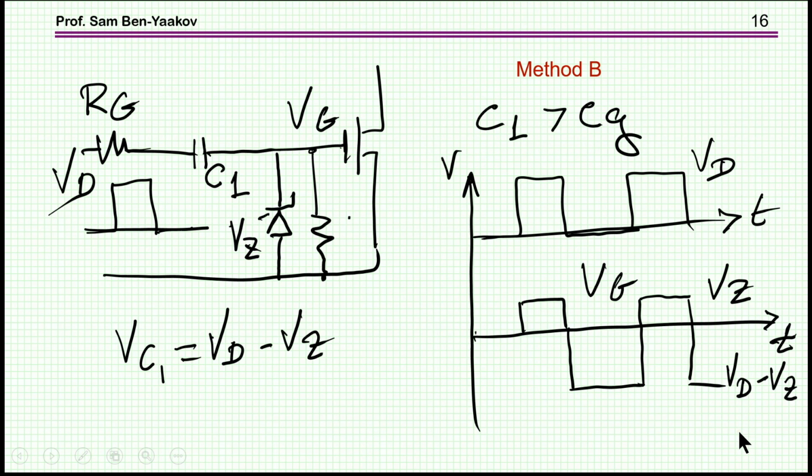Another way, which is kind of symmetrical, or complementary, is to put a Zener here. In this case, you clamp the voltage here to Vz, so obviously the voltage of the gate will be no more than Vz, and then you charge C1 to the difference between Vd and Vz, so here will be a negative value of Vd minus Vz. So this is another way to go, and to get these bipolar pulses.